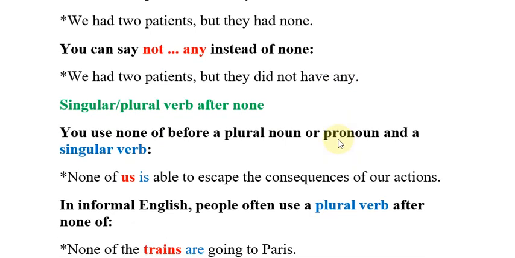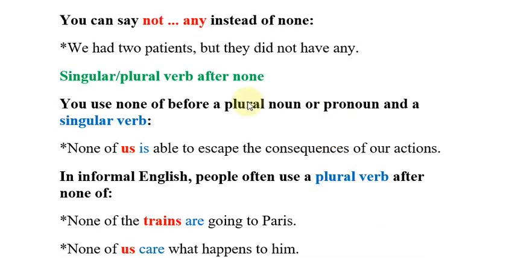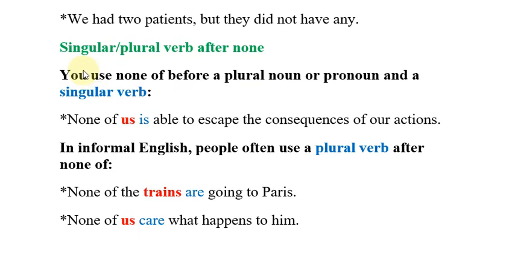Good. There's a question always for students. Should we use a singular or plural verb after none? The answer is both. Both can be used, but there is a slight difference. When you use a singular verb after none of, like this one we have here, none of us is able to escape the consequences of our actions. This one is formal.